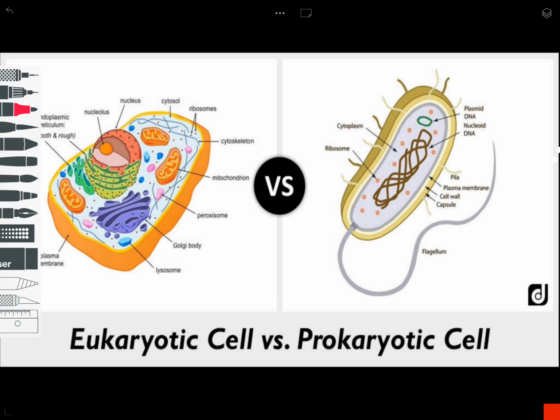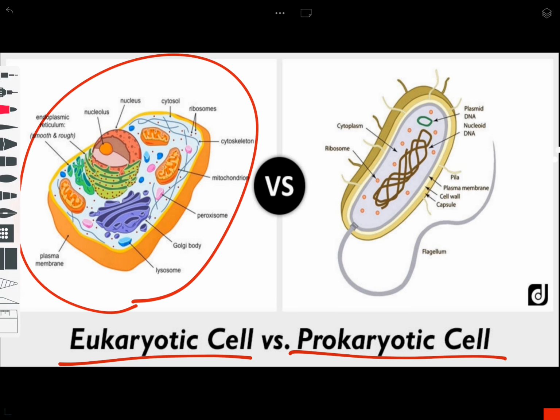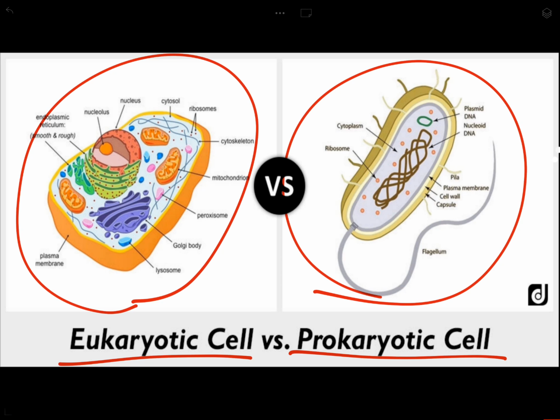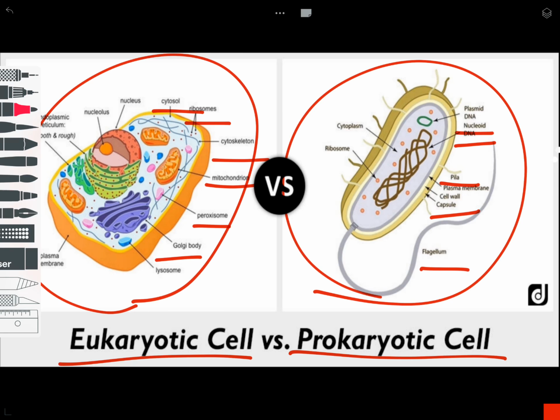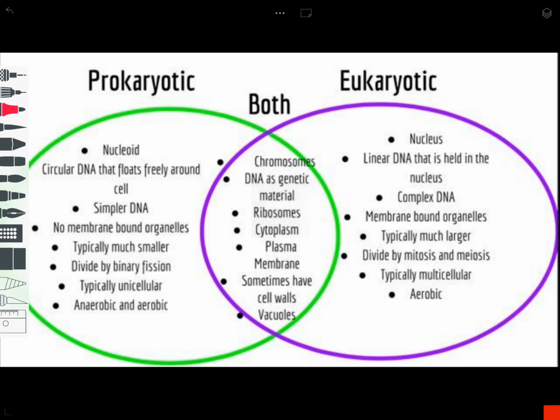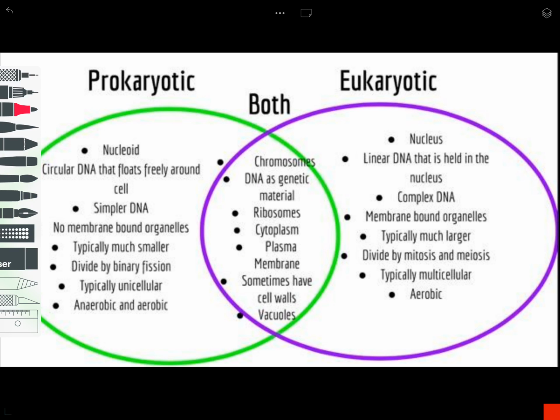Hi guys, today we will be talking about eukaryote cells and prokaryote cells. The eukaryote cell is located on your left and the prokaryote cell is located on your right. As you can see, there are many more organelles in the eukaryote cell, so it is generally considered to be more complex than the prokaryote cell. Here is a Venn diagram that you can use to identify and distinguish between a prokaryote cell and a eukaryote cell if given a diagram on the test.